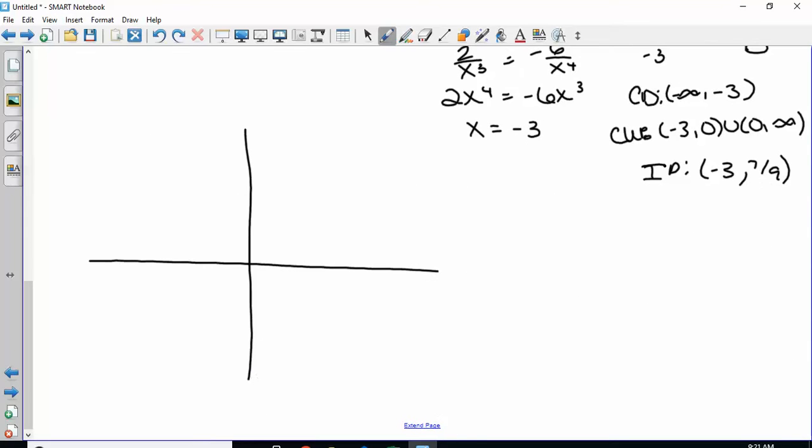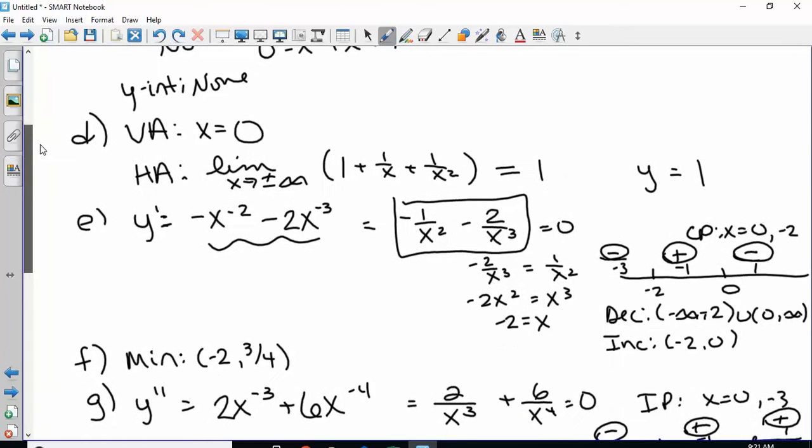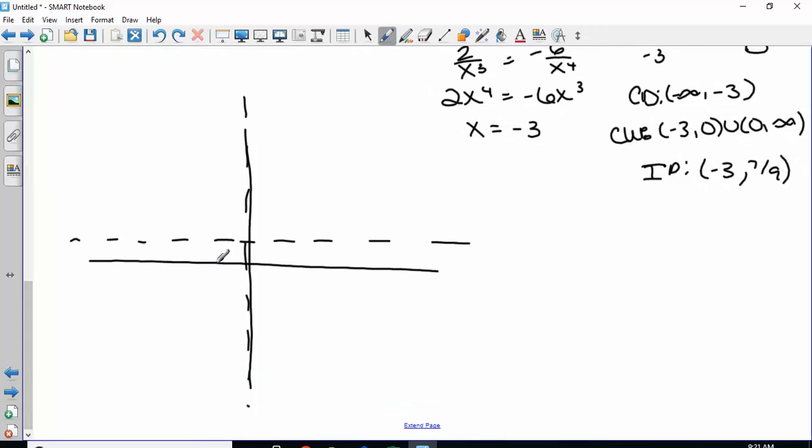All right, so now we put all this stuff on the graph. We have a vertical asymptote at 0, horizontal asymptote at 1. We had a minimum at negative 2, positive 3/4. No max. The inflection point was at negative 3, 7/9.